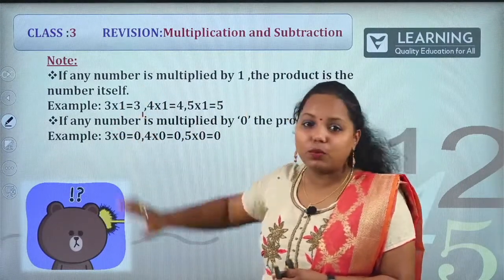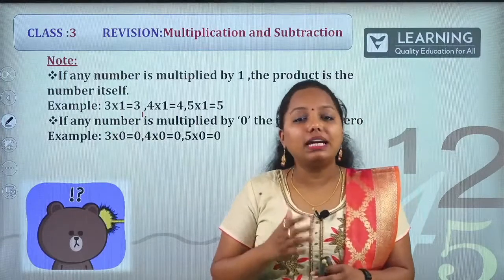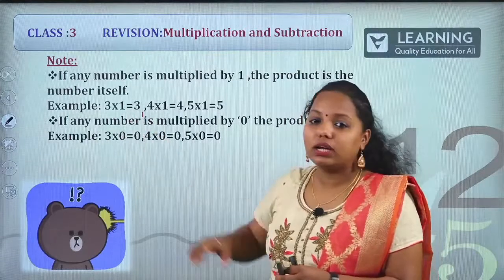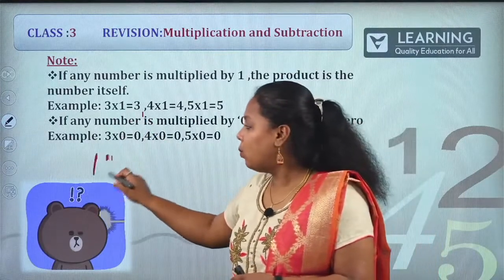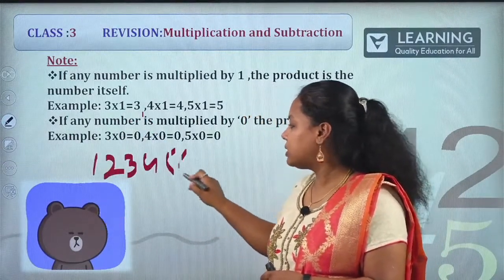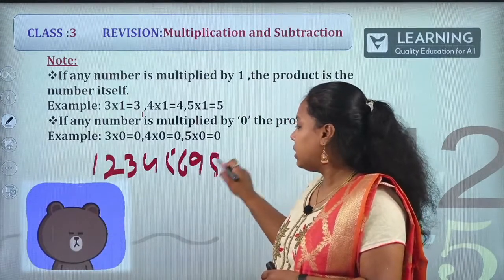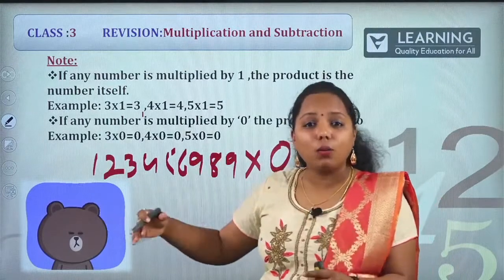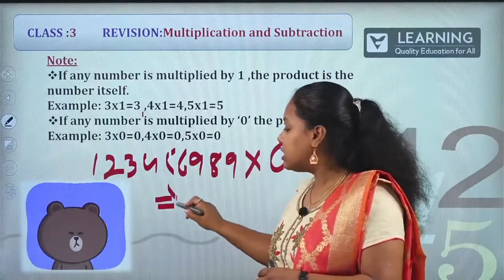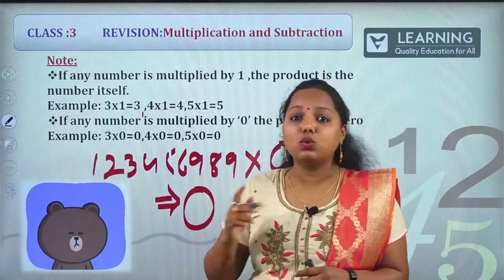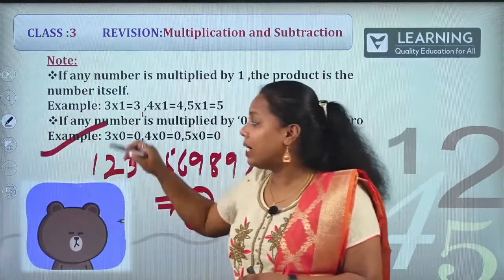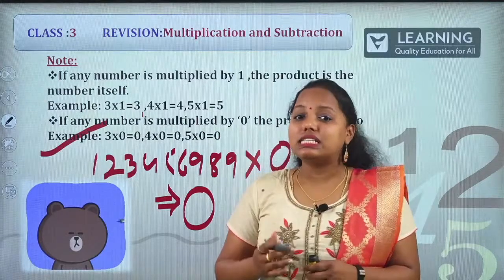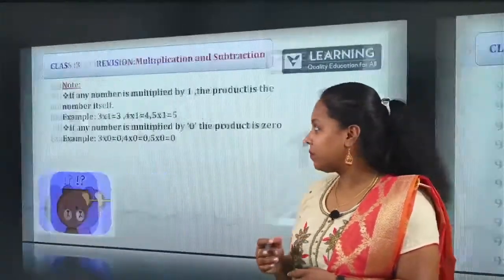The second important point, any number multiplied with 0 will be giving me back the 0 itself. So suppose, let me consider 1, 2, 3, 4, 5, 6, 9, 8, 9 into 0, let it be however many digits it is. So it is always 0 itself. So these 2 points you have to remember. This you might get in the 1 mark question. So any number multiplied with 0 is nothing but 0 itself.